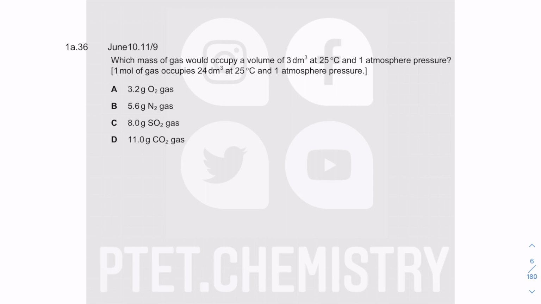So in this question 36, we are asked to find the mass of the gas that will occupy a volume of this much at 25 degrees Celsius and 1 atmospheric pressure. So they told you that 1 mole of this gas occupies this much volume. So this is the molar volume of the gas at 25 degrees Celsius and 1 atmospheric pressure, which is what we associate with room temperature and pressure usually. So that's 24 dm cubed per mole of any gas at room temperature and pressure.